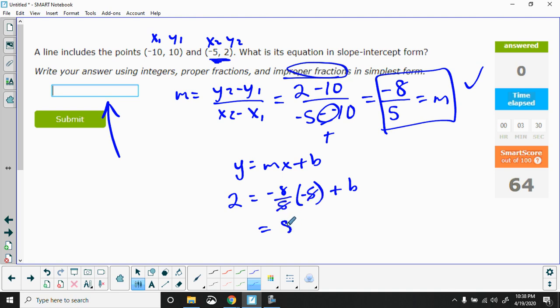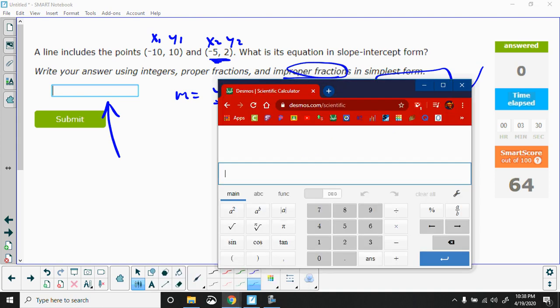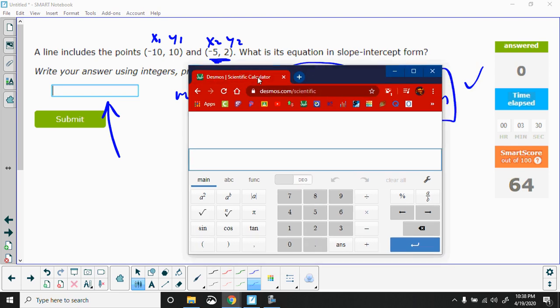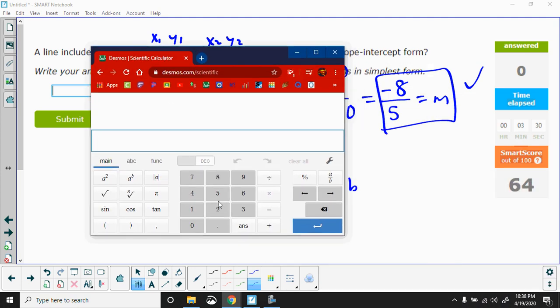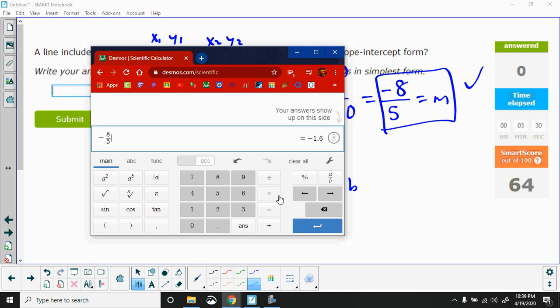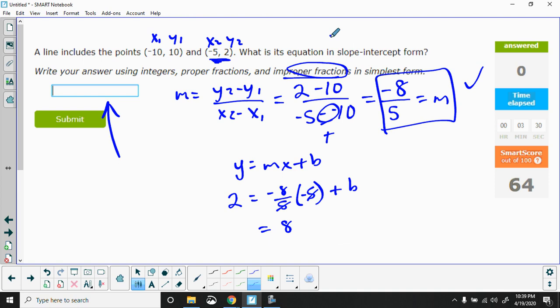Okay, if you want to check with Desmos, we can. Or, dagnabbit. Well, I say that. There we go. What is it? Negative 8 divided by 5 times negative 5. Indeed, we get 8. Plus b, 2. Again, we're solving for b. I don't like that arrow. Boop.